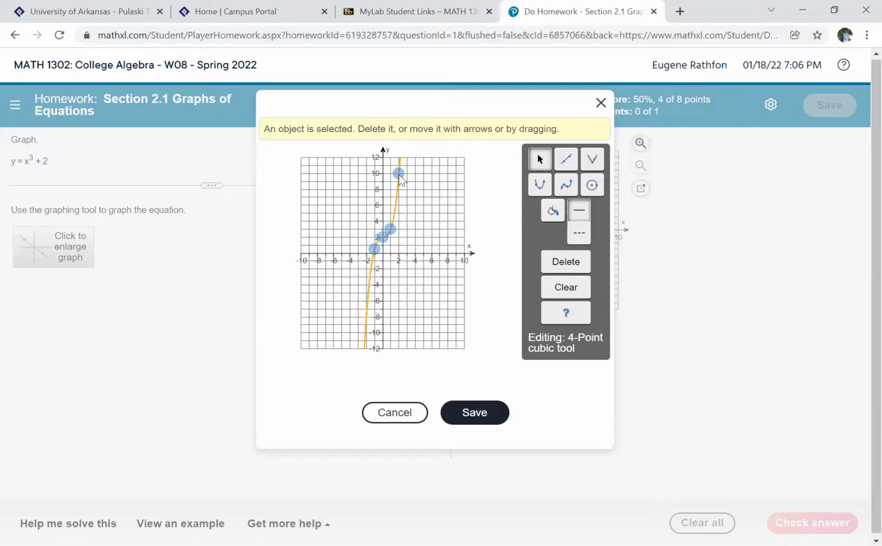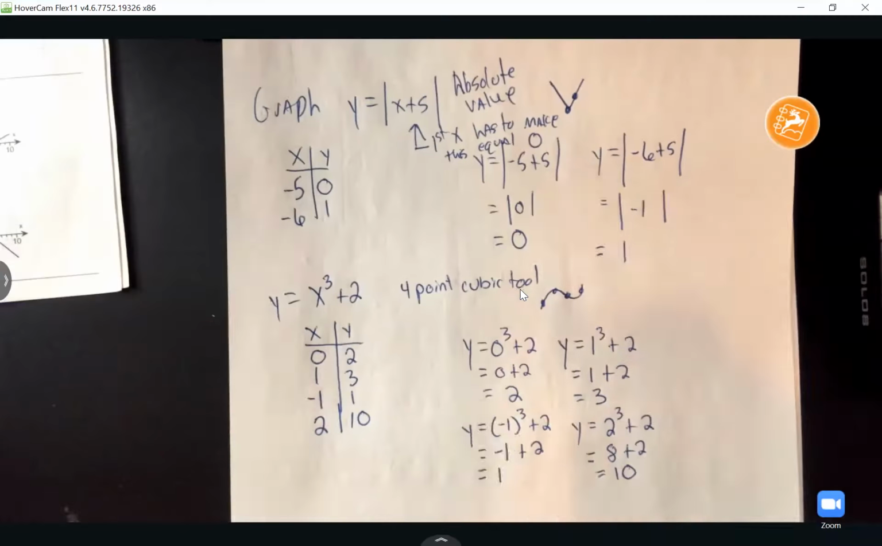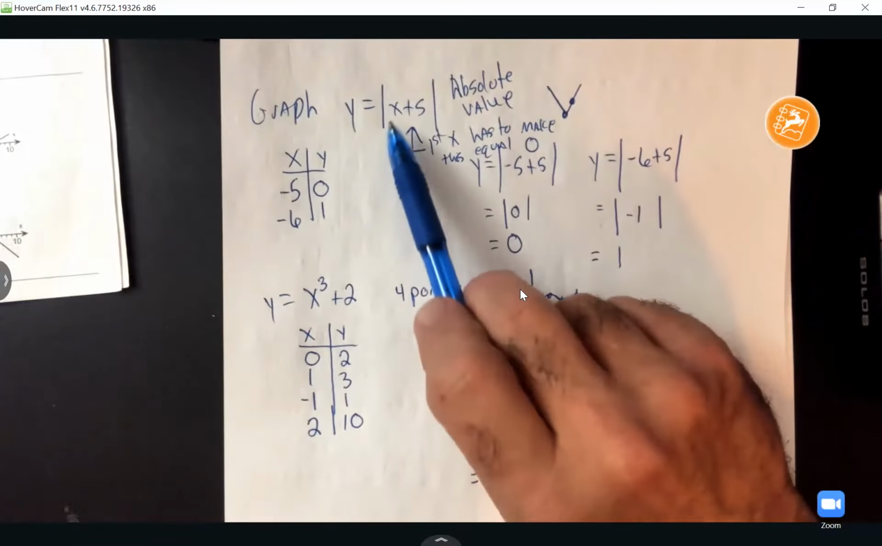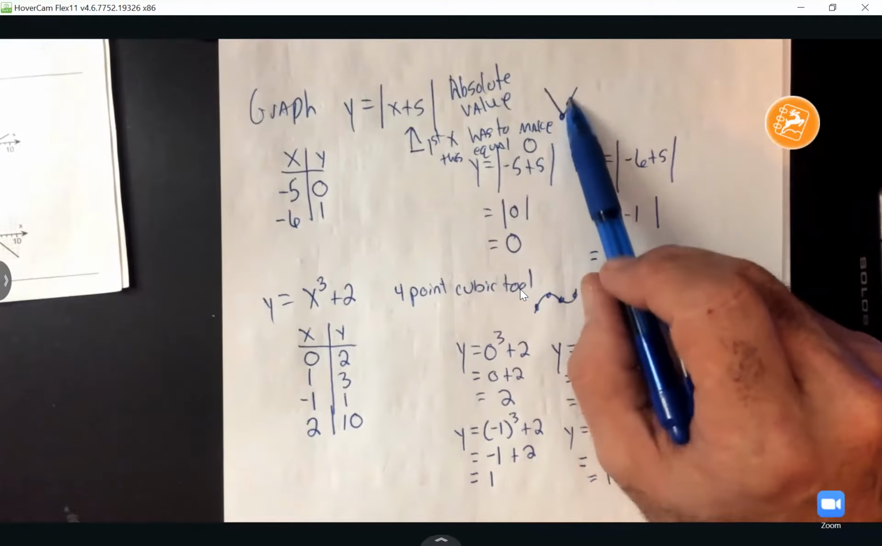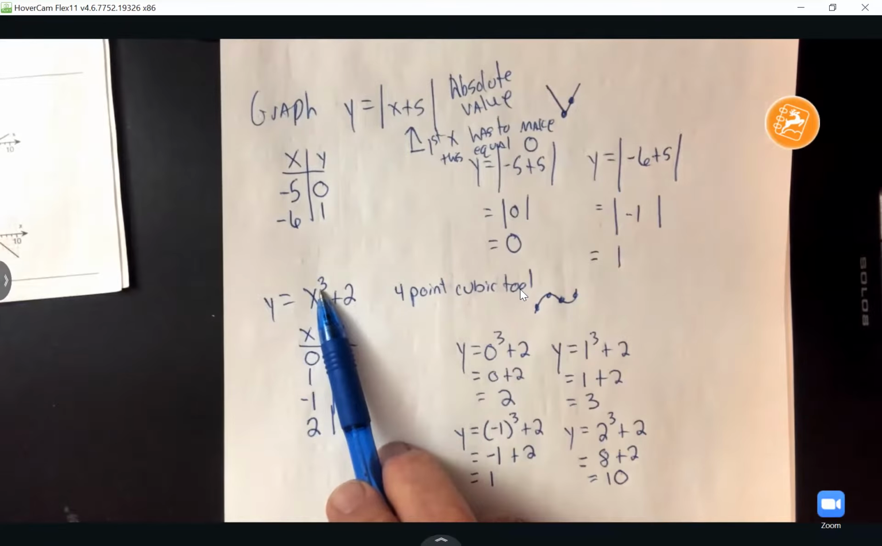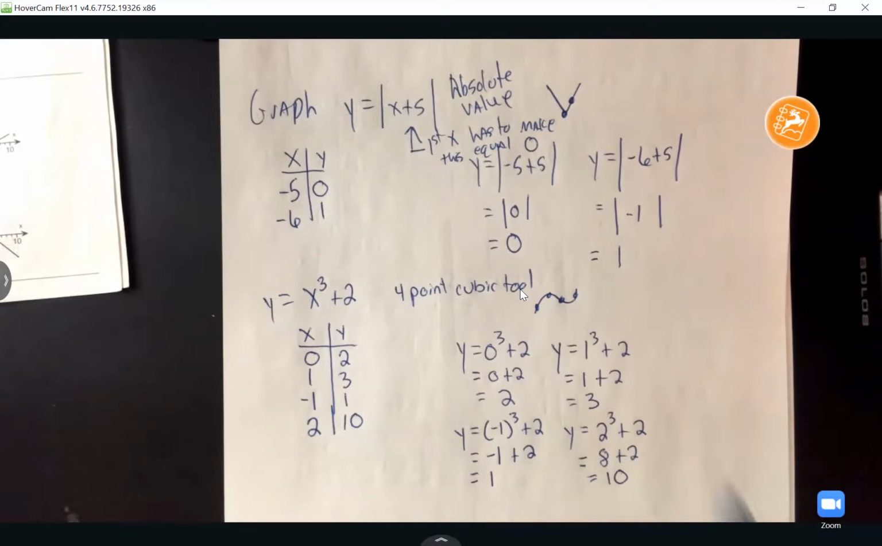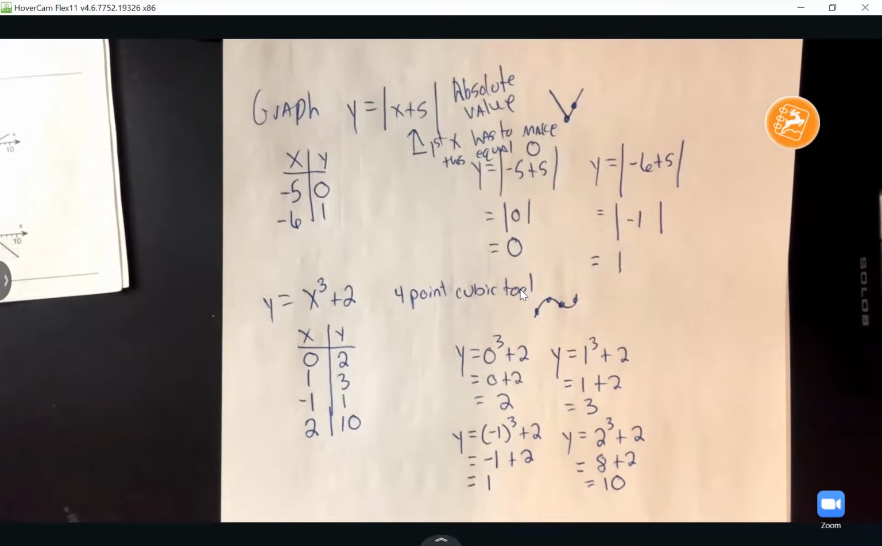I have a question. How will we know when to use the cubic tools? Okay, so let me go back to my pad. On these problems I'm giving you in the notes, like when I had the absolute value, I drew the V. You needed these x cubed graphs, that's when you're going to need the cubic tool. When you hover over them, it'll say like 3-point quadratic tool, 2-point absolute value tool, cubic tool, and so on.